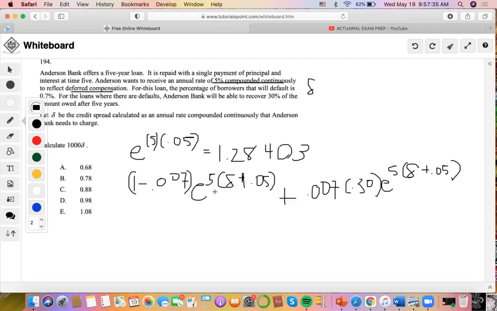So first thing that we could do is solve this and we'll get 0.993, and we can solve this as 0.0021. Then we can combine these because they have the same base. We'll end up getting 0.9951 times e to the 5 times the force of interest.